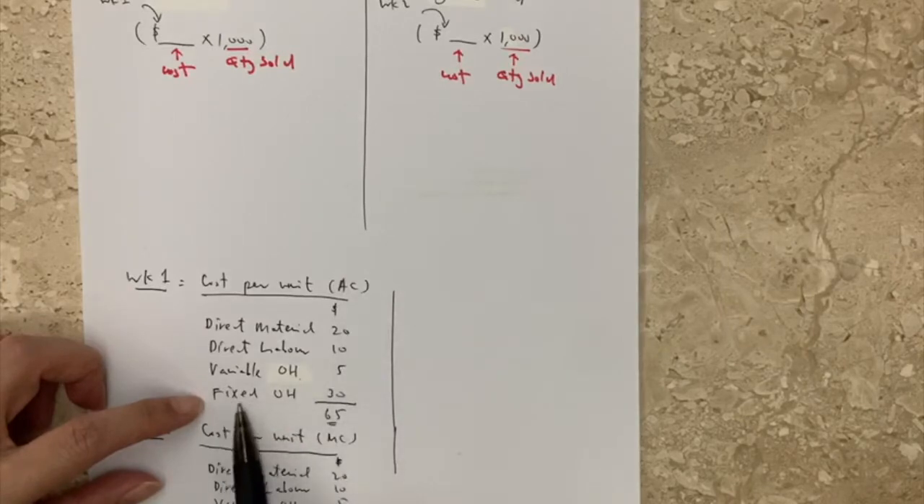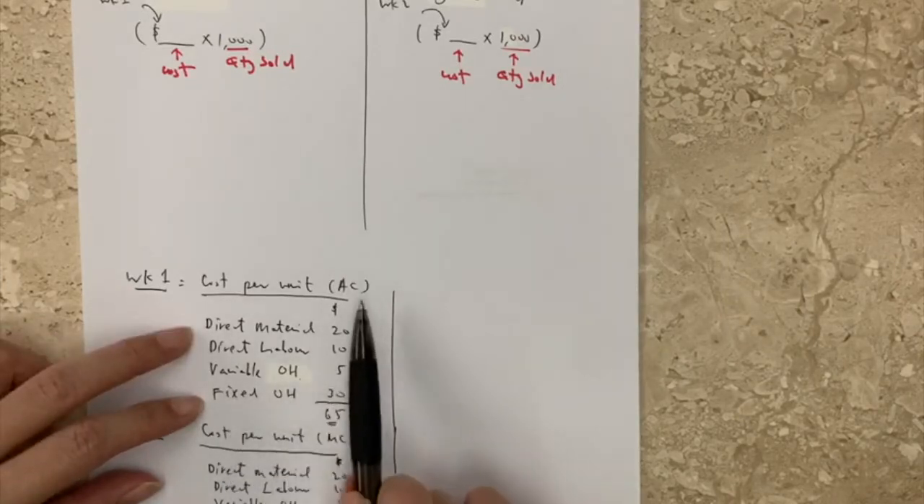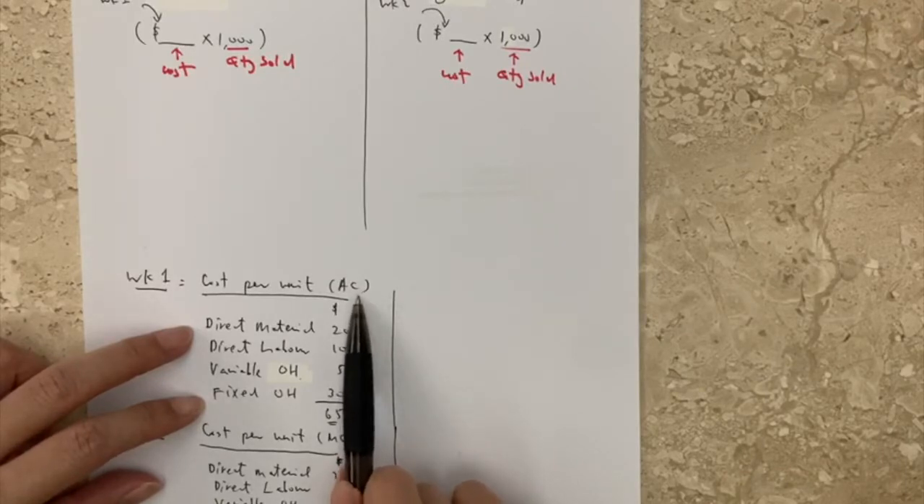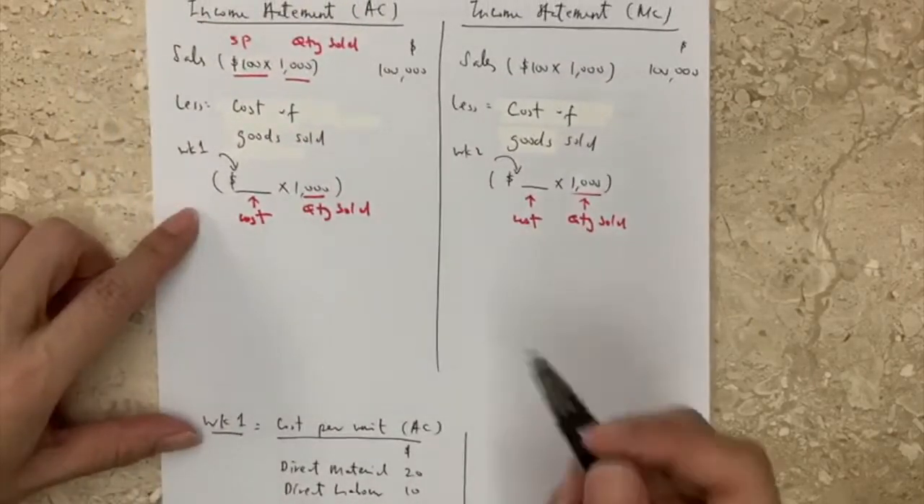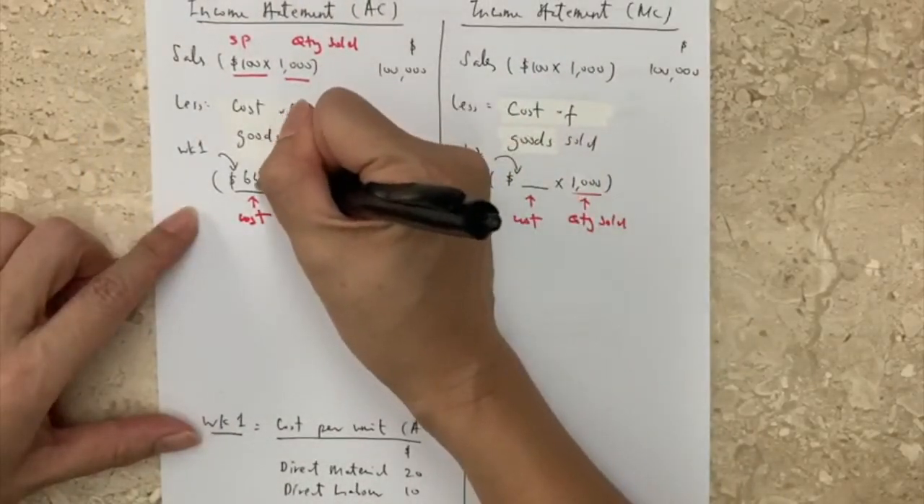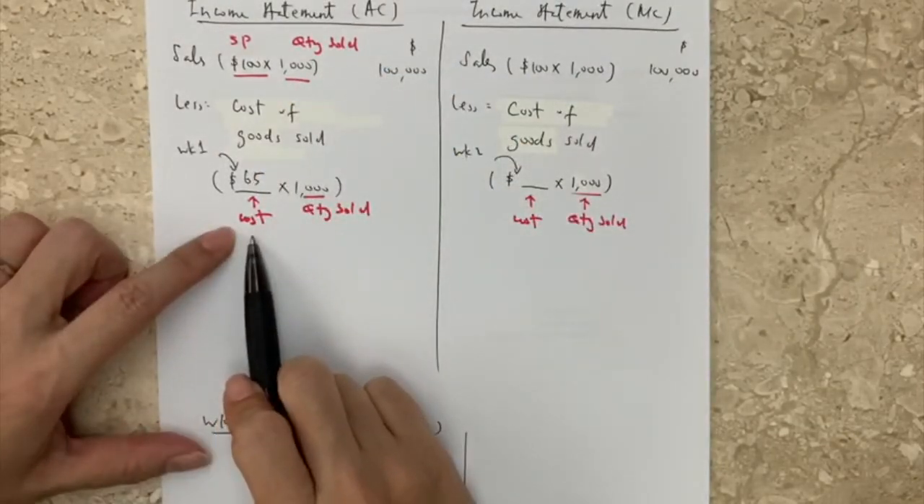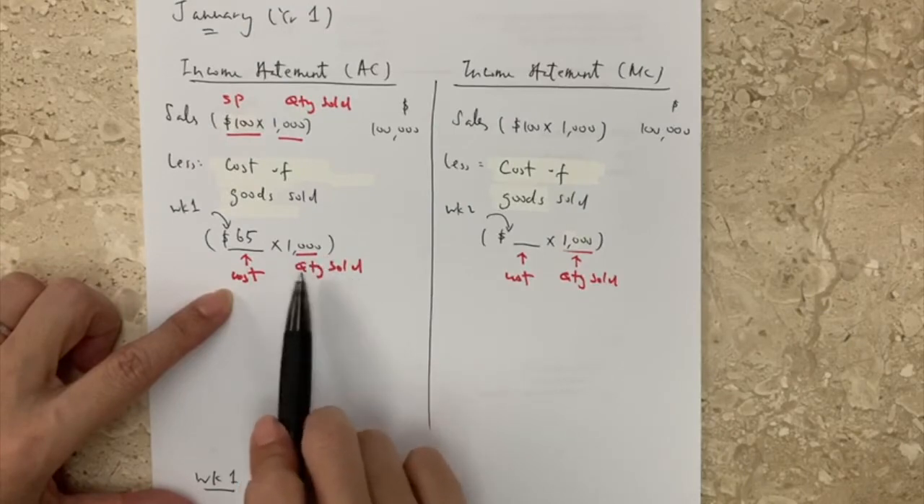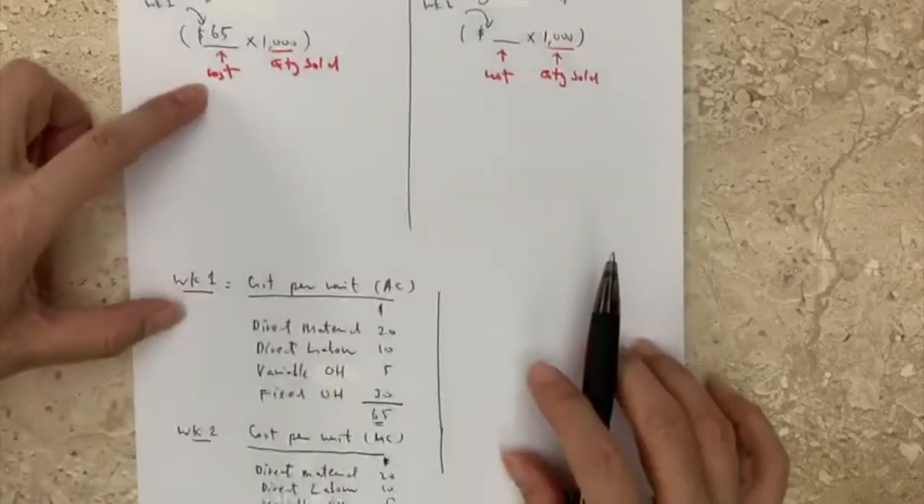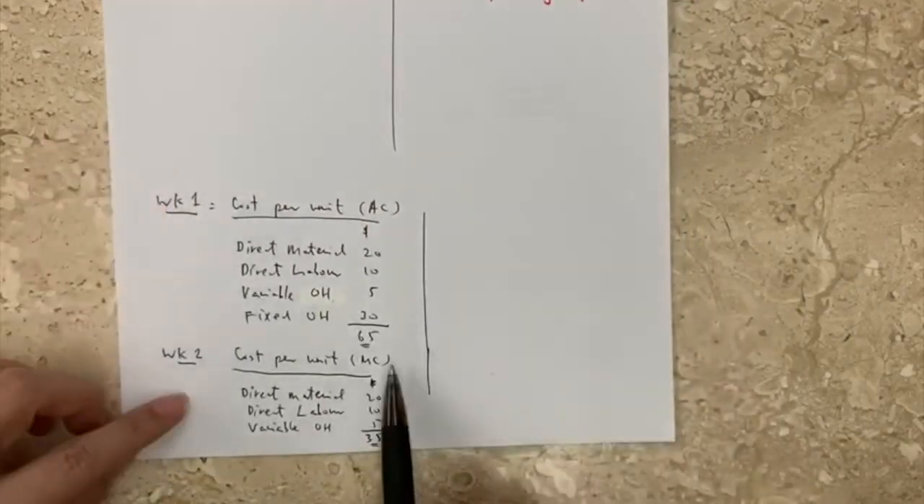So why do we include the fixed overhead as well? Because under absorption costing, all costs are included, because the purpose of absorption costing is for reporting. Therefore, I put 65 here for the production cost per unit, and in January we have sold 1,000. And what about under marginal costing?